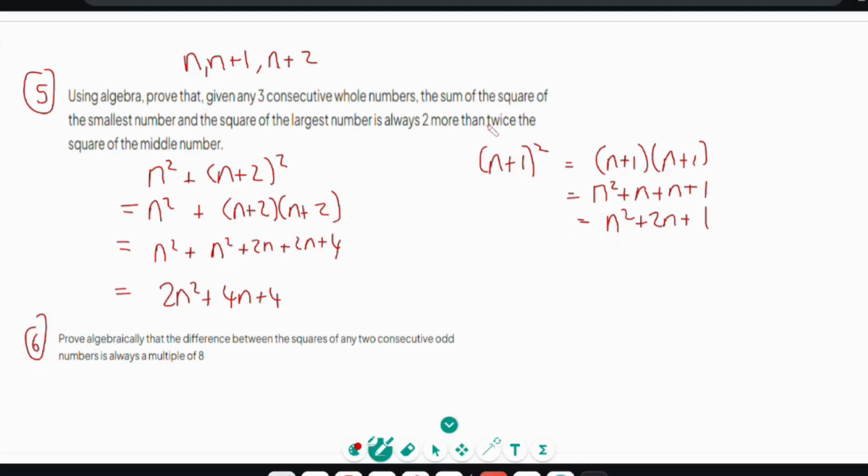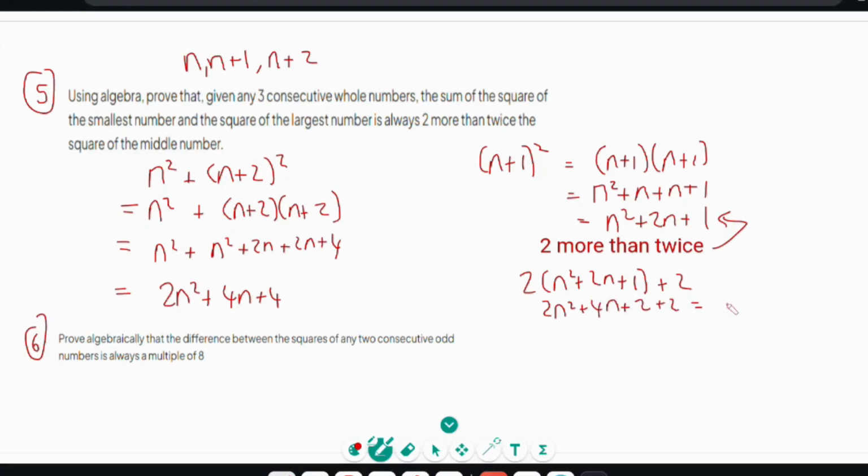Okay, so 2 more than twice the middle number. Let me just write that down. 2 more than twice this, basically. So we need to double that and add 2. And then we should get this expression over here. So, yes, we have proven that using algebra.